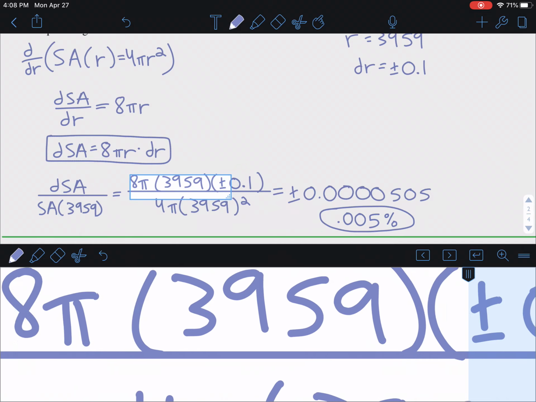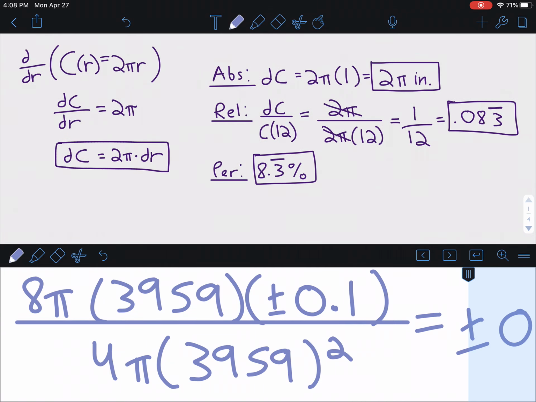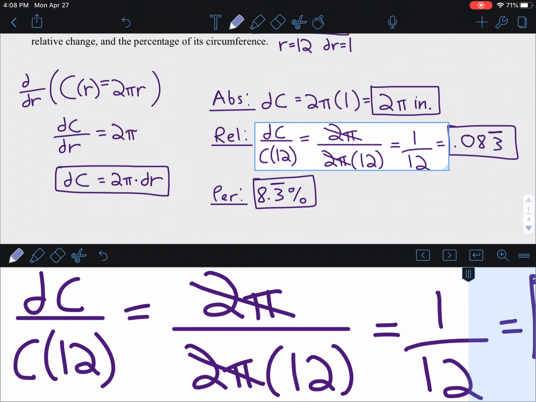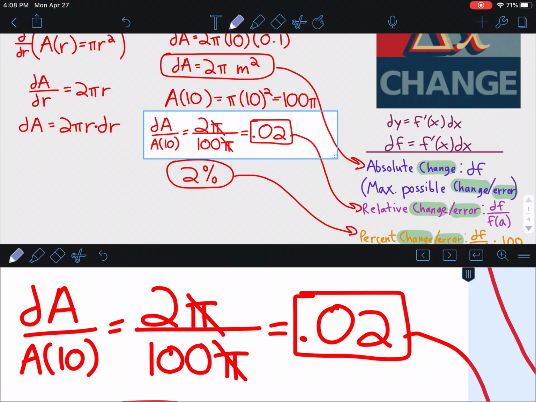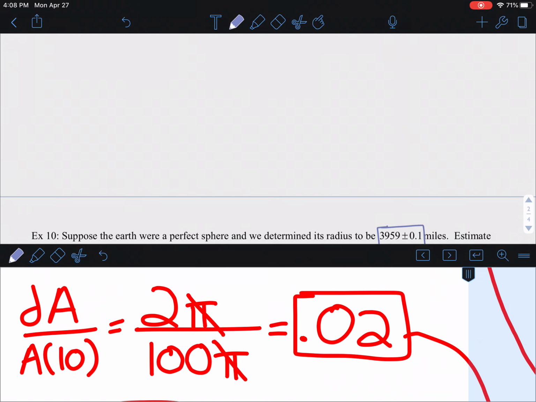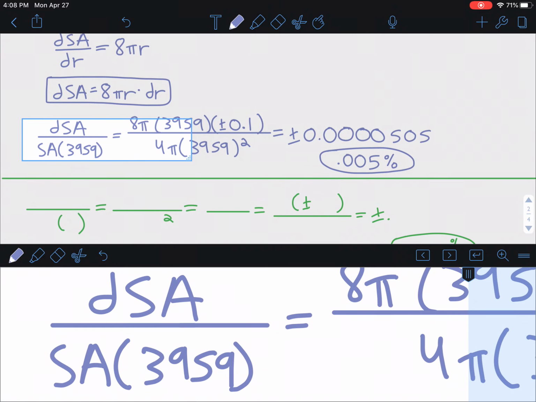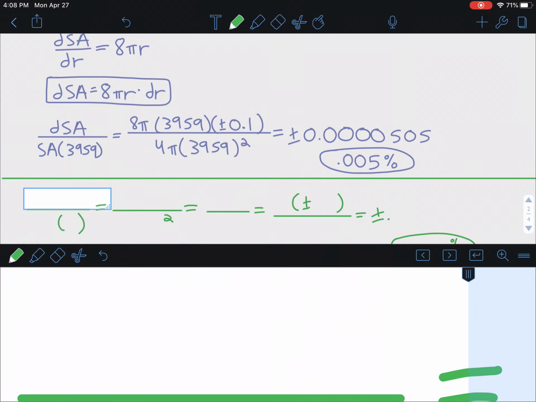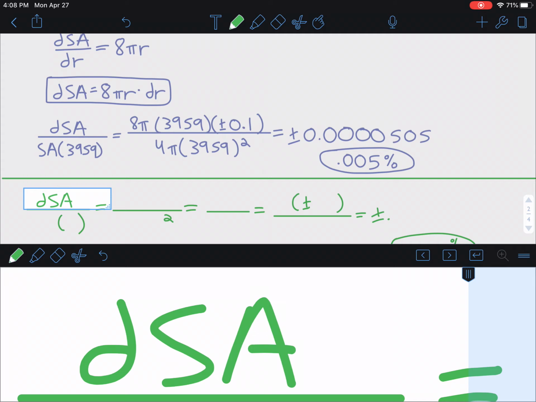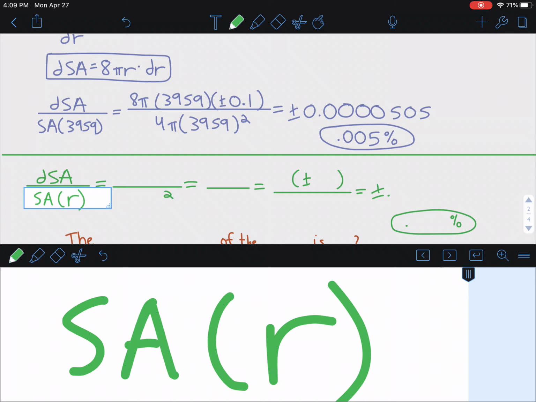Okay, so this is one way to calculate relative change and percent change, and that's the way we've done these last two questions, right? We set up the formula, we plug in all of our numbers, right? And then we simplify, okay? But I want to show you another way of doing this, all right? And so I want to pick it up from right here, the differential of the surface area over the surface area, but this time I'm not going to plug in the r of 3959. I'm going to leave it as a variable. So the differential of the surface area over the surface area for just some r.